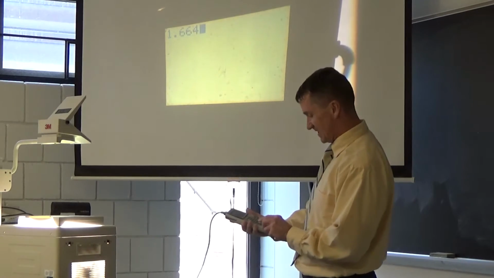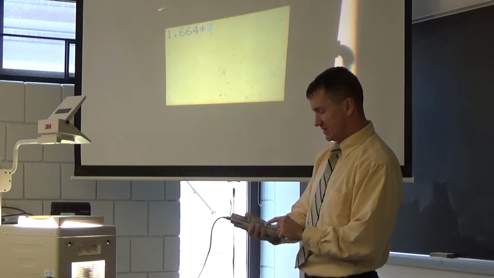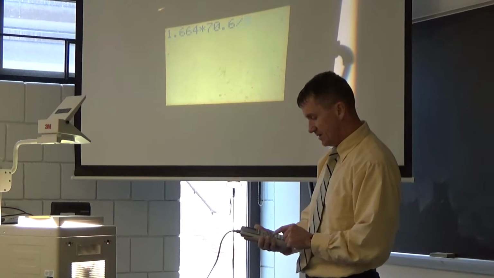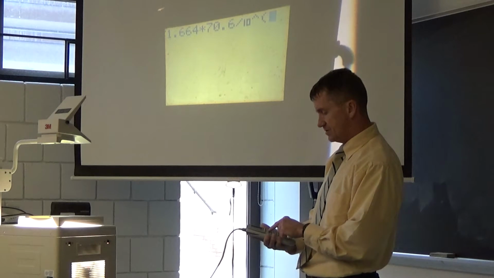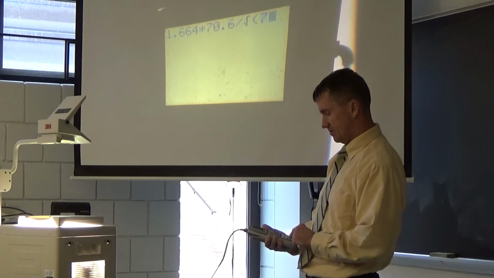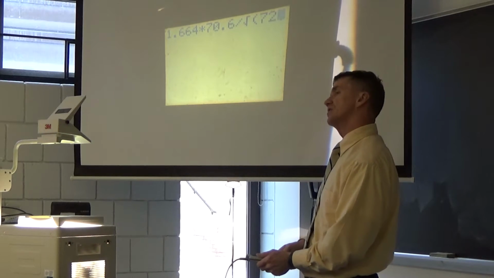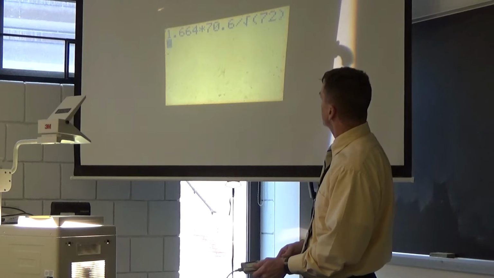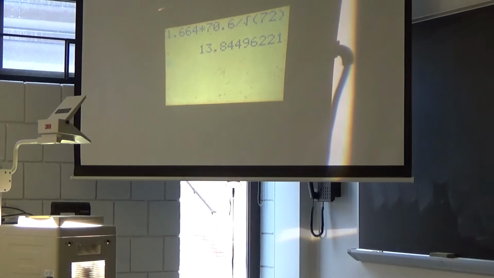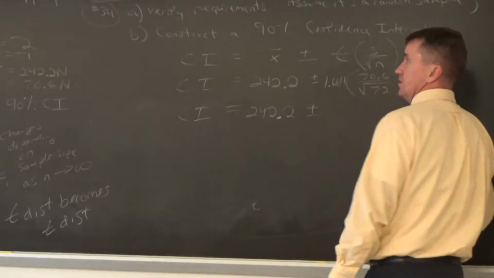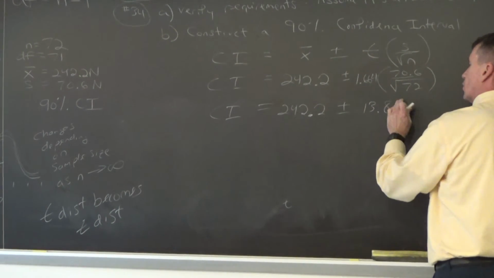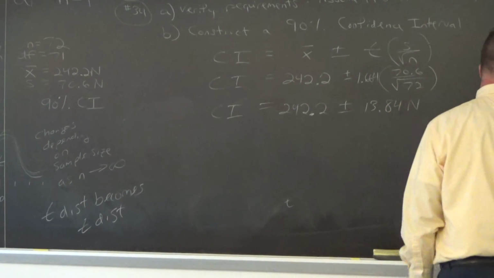I know. 1.664 times 70.6 divided by square root, whoops, square root of 72. You don't even have to close out the parentheses right there, but I'll do it. Looks pretty. All right, what's the margin of error? 13.8. And they're really newtons, so you can say 13.84 newtons. 13.8 or 13.84 newtons.